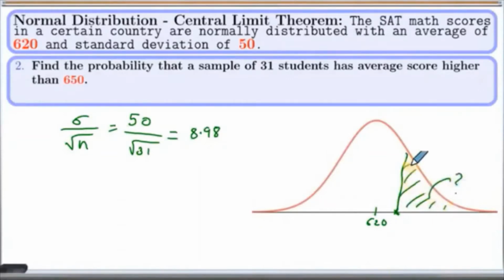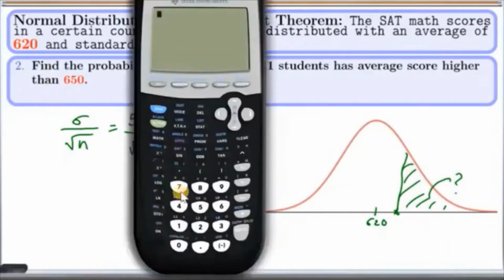Now we can use the calculator to find this area here. For that, let me pull up my calculator on this screen. Hit 2nd, Distribution. Then we'll be using normalcdf. Hit enter. Let me clear what I have over here. So we will need the lower value, upper value, mean, and standard deviation.